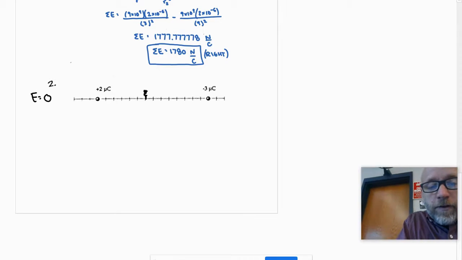One fail-safe way to write it out is to draw in your arrows. They point away from the positive. They point towards the negative.